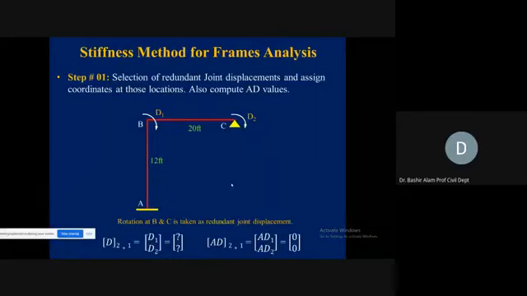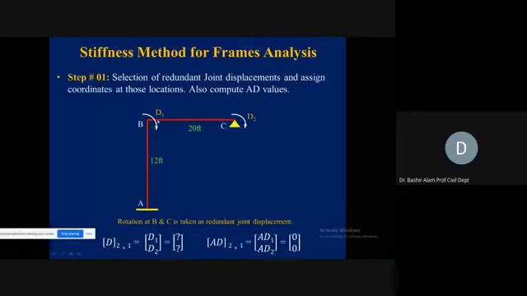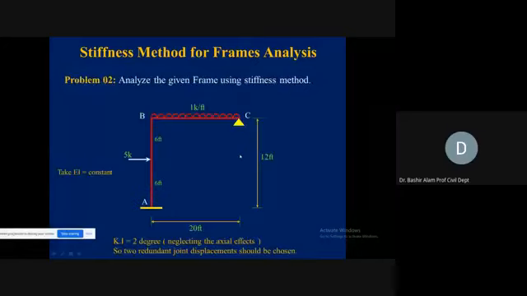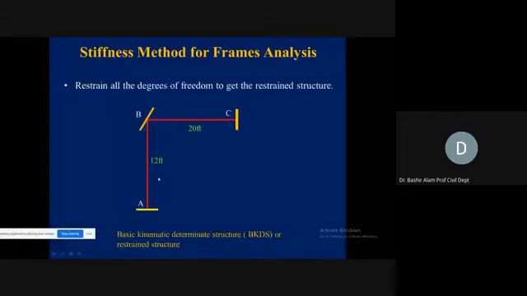So first we identify the unknown joint displacements, which are D1 and D2 here. Corresponding to them in the actual structure, we don't have any moment at B, we don't have any moment at C. So AD1 and AD2 are 0 and 0. D1 and D2, these are our unknowns.